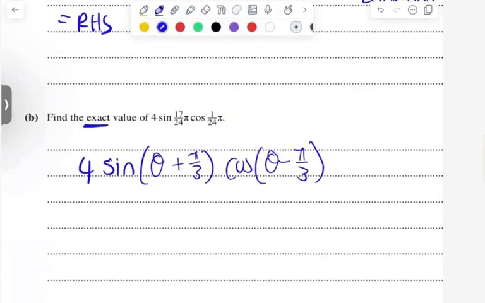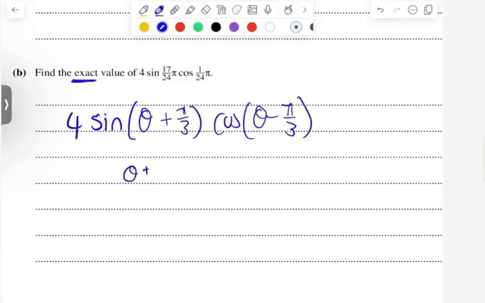Could I say, I just want to see, if I say theta plus pi over 3 is equal to 17 pi over 24, what's my theta going to be equal to? So 17 pi over 24 minus pi over 3. My theta is 3 pi over 8. Okay, so I just did a comparison here.